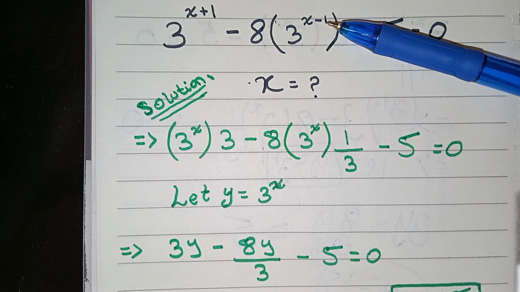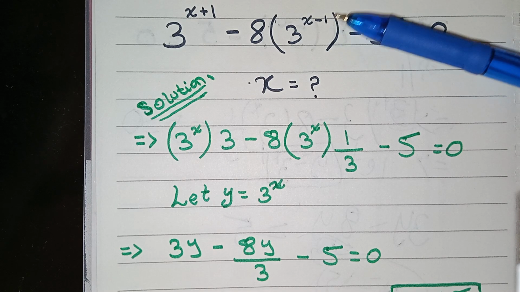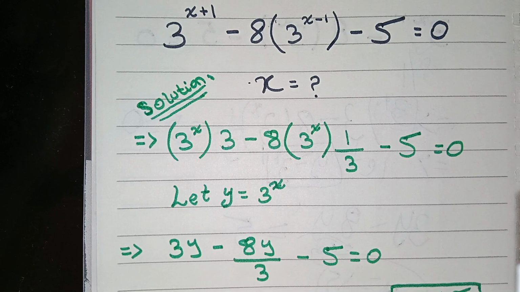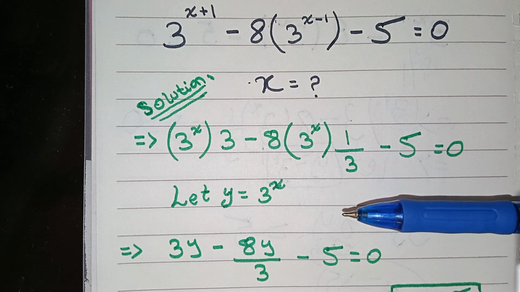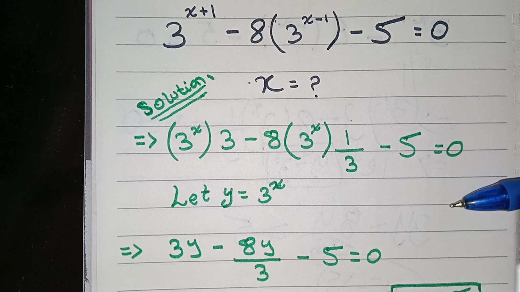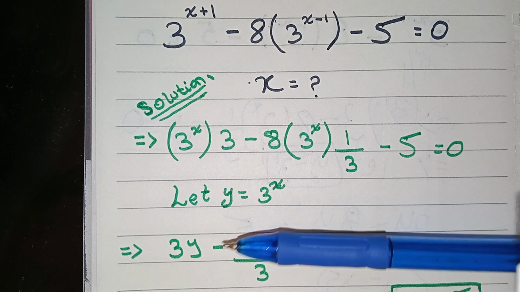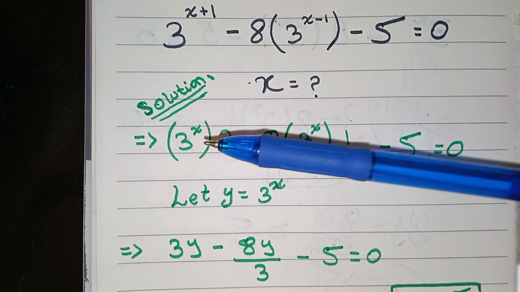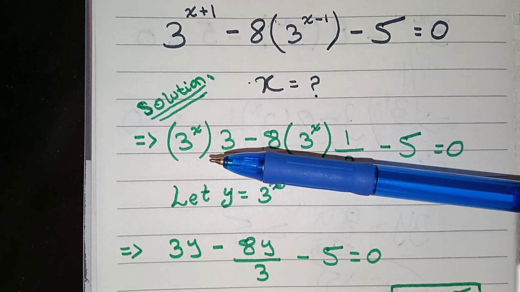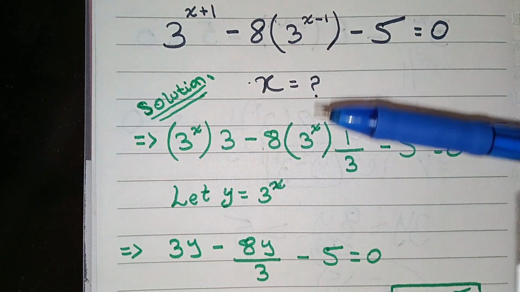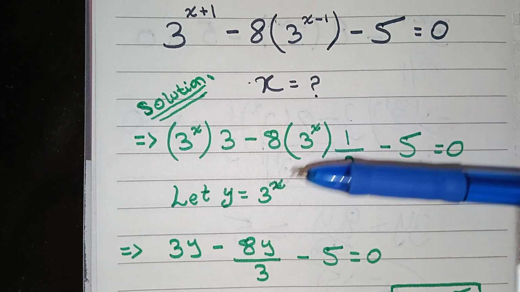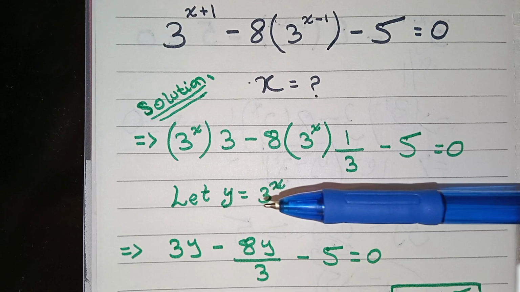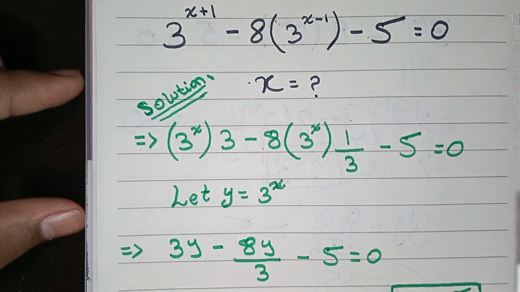If any number has a negative power, it will automatically come in the denominator. So 3 to the power minus 1 is equal to 1 over 3. Then minus 5 equal to 0 will be written as usual. So we will assume that y is equal to 3 to the power x. Whenever 3 to the power x is written, like here, we will assume that y is equal to 3 to the power x.